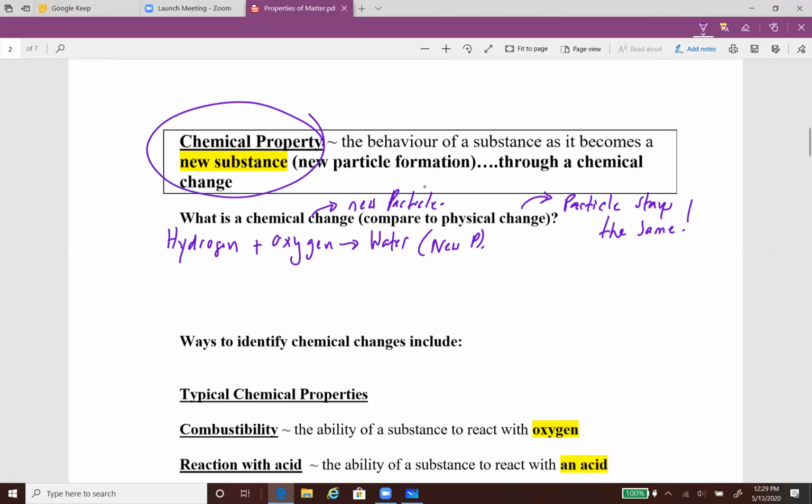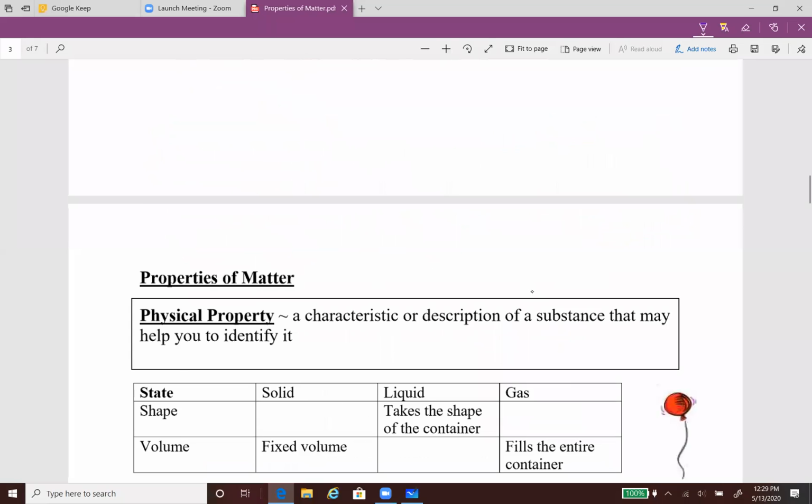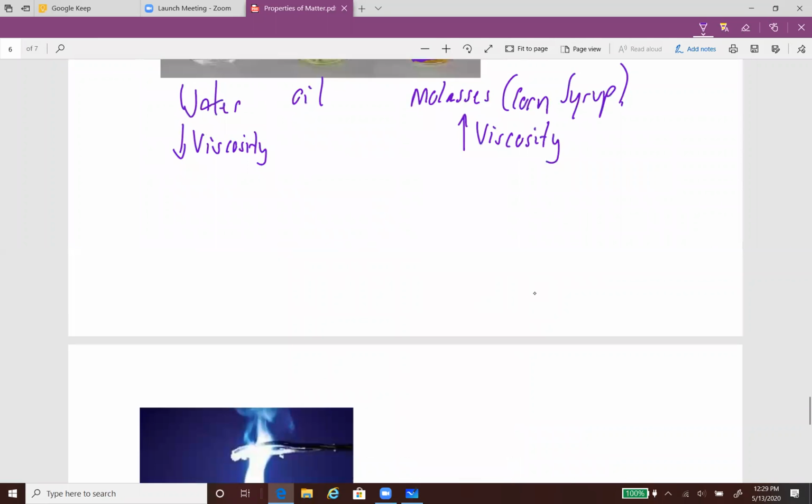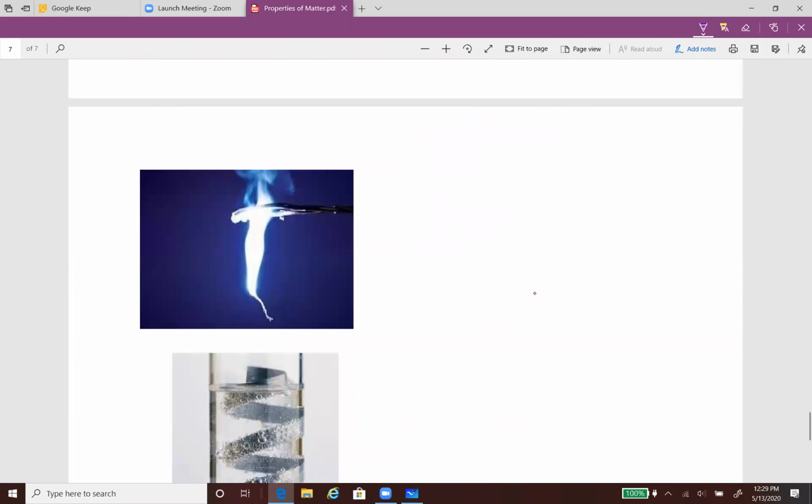There are ways to tell if you have a chemical change. Usually with a chemical change, you're going to see signs of a chemical change. Like, for example, you might see light forming. So there is an example below. So if I scroll down, this is a magnesium burning. So you can see that it's producing light.